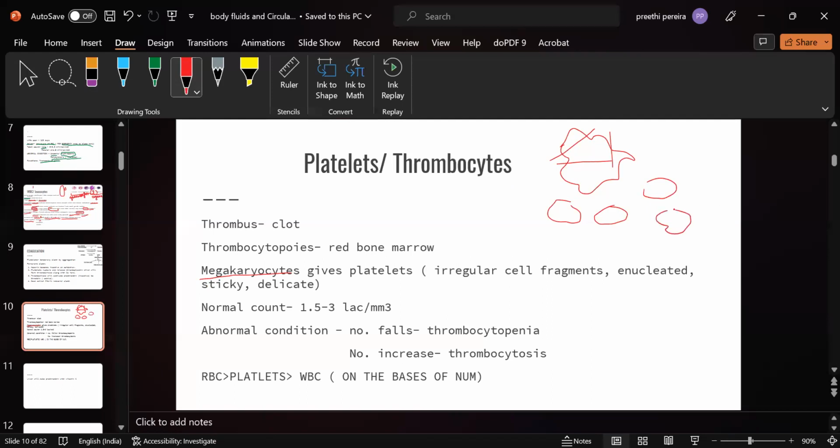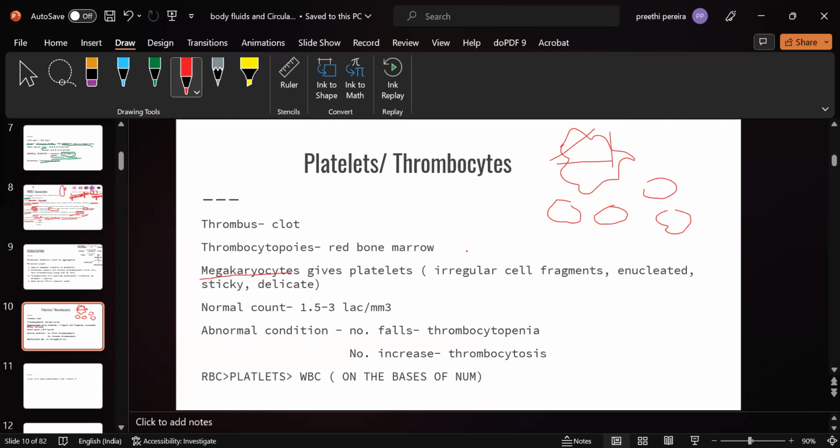They are irregular in shape. Platelets do not have a shape. And they do not have a nucleus; they are enucleated. They are very sticky. That's why, soon after you get a wound and the blood stops flowing, if you touch your wound, it is very sticky. Why is it sticky? It's because of platelets.